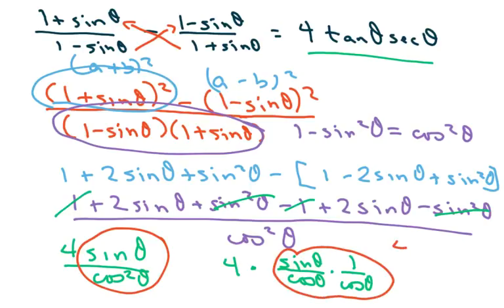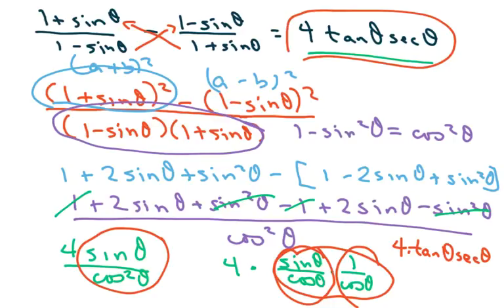So now we have 4. This is tan of theta, and this part is secant of theta. So it all matched up, and we're good to go.